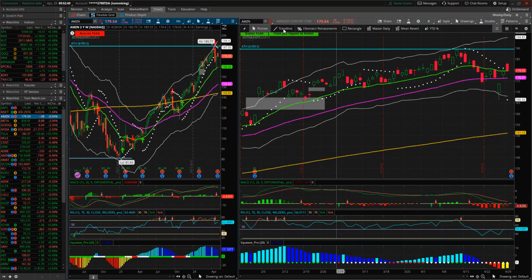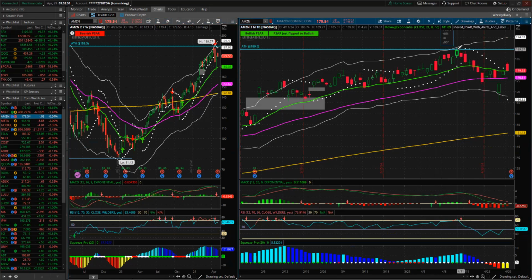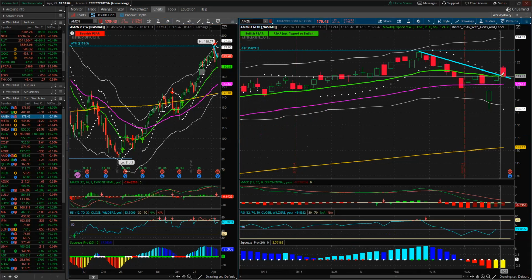Amazon, same type of thing. You've got a nice downtrend going here. Now we got a breakout today, but we've given up all of the gains on the day so far, and we're right back down to the 21 EMA. Yeah, you're trying to break the downtrend line.